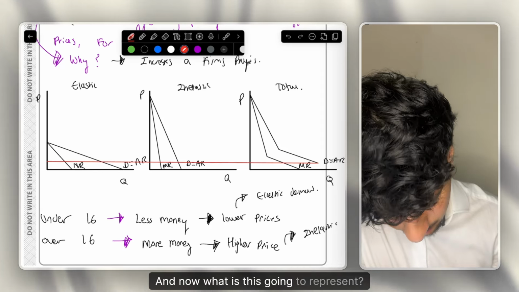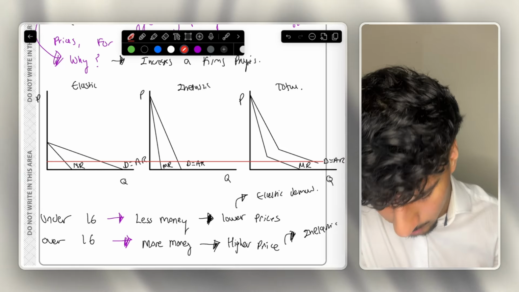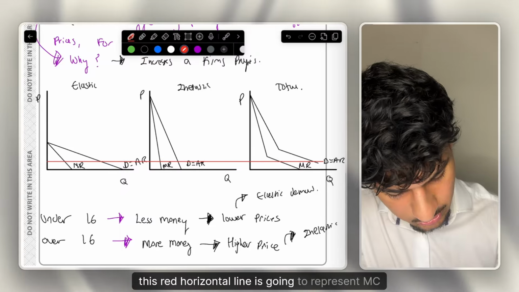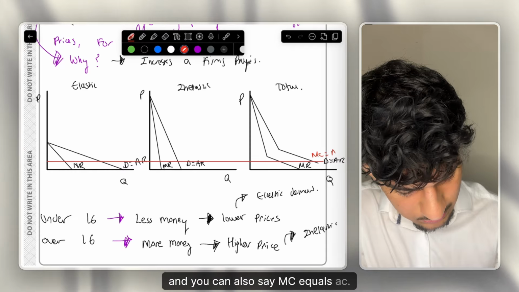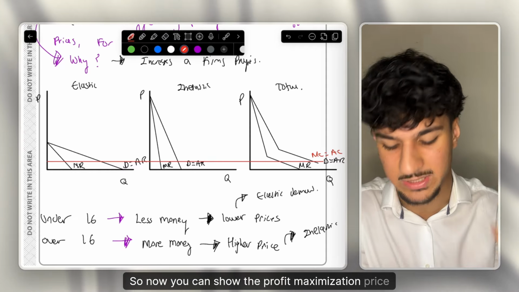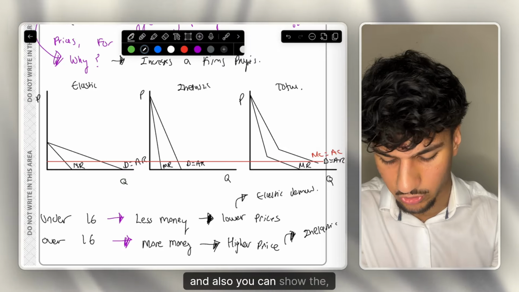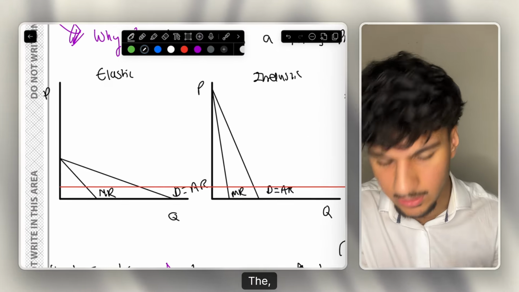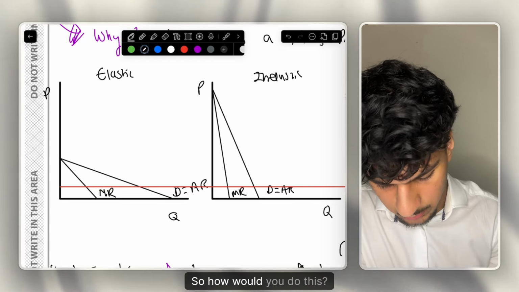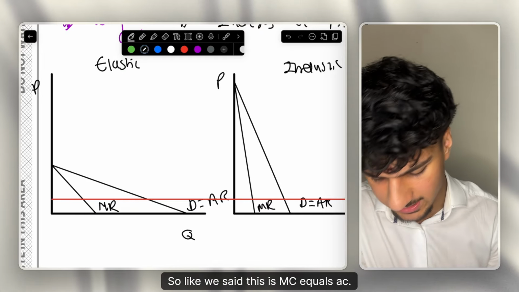And now what is this going to represent? This red horizontal line is going to represent MC, and you can also say MC equals AC. So now you can show the profit maximization price, and also the supernormal profit. So how would we do this? Like we said, this is MC equals AC.